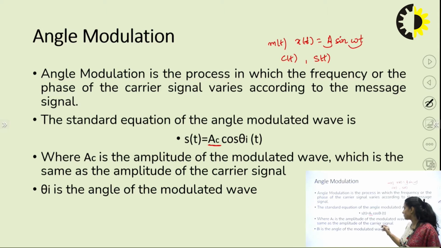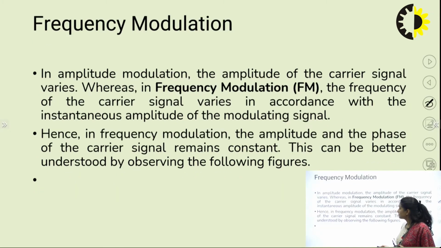So after modulation, the amplitude part will remain constant, and this amplitude will be the amplitude of my carrier wave. So I represent it with Ac, and cos theta_i(t), this is the instantaneous angle of my wave, right? What does this angle consist of? Let's see. We know in amplitude modulation, amplitude is varied. In frequency and phase modulation, these are related, right? If I vary the angle of my wave, I'll be varying the frequency and phase both.